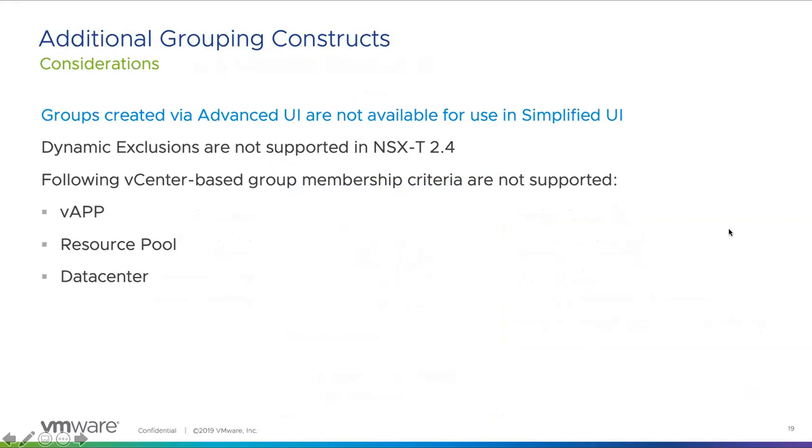So additional constructs here, again, you want to be consistent. Any object created in the advanced UI, as we looked at before, is not going to be visible in the simplified UI. So always try to be creating objects in the simplified UI. Dynamic exclusions are not supported. And the VAPs, resource pools, data centers, those group membership criteria are not supported.